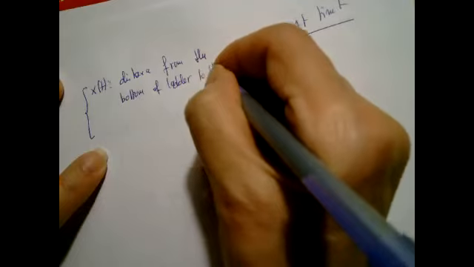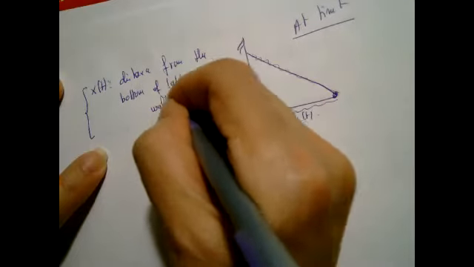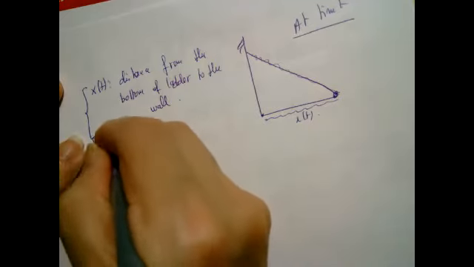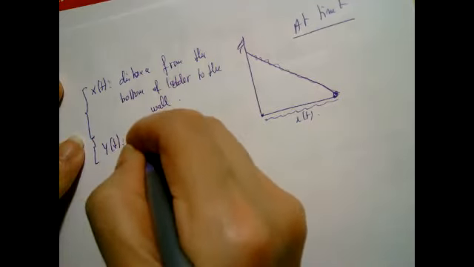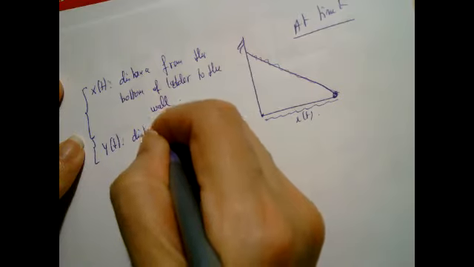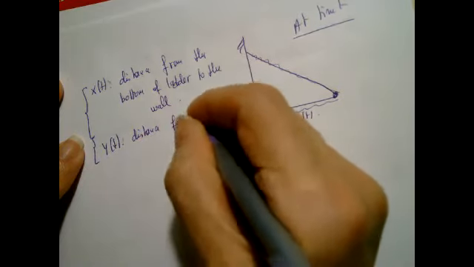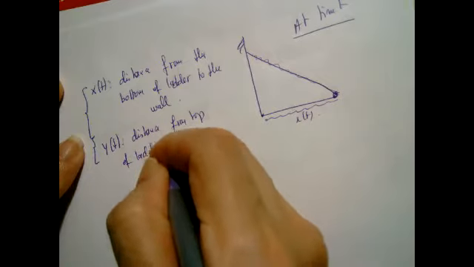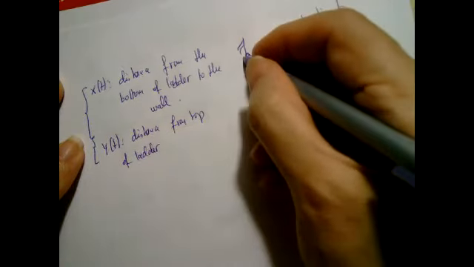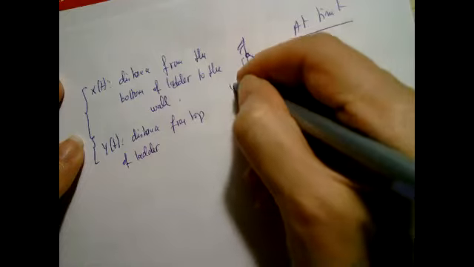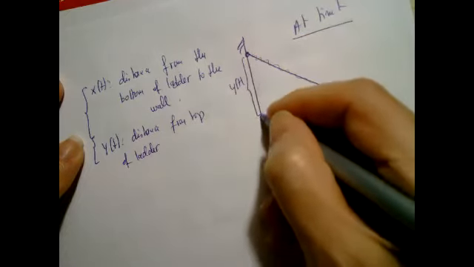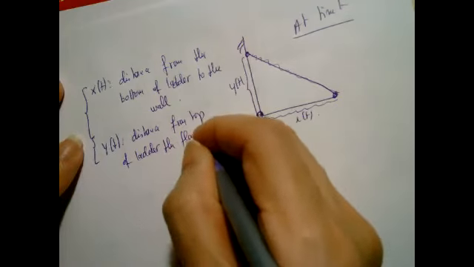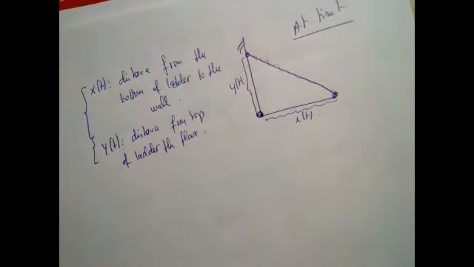To the wall. Those are what is changing for me. And I'm going to call y of t the distance from the top of the ladder to the floor. That's my y of t. That's my y, top of the ladder to the ground. So those are the things which are changing.